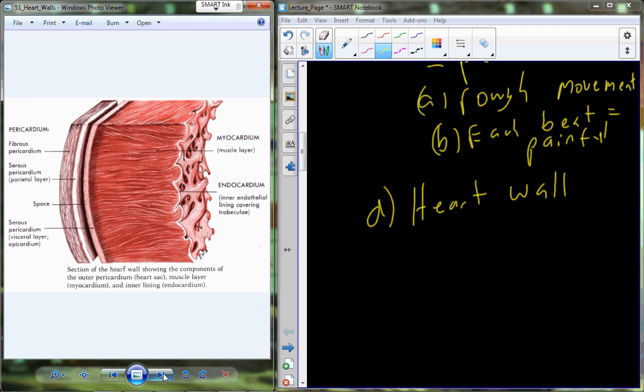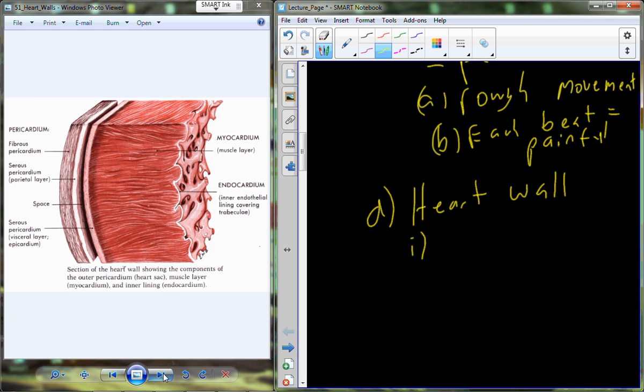Now, what kind of cells do you think we're going to have in here? Definitely not epithelium. I know you just wanted to say squamous. Cardiomyocytes, so this is going to be cardiac muscle tissue. This is actually what's going to induce contraction of the heart. The cells are cardiac muscle cells or cardiomyocytes.